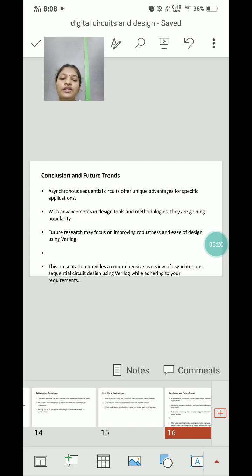Conclusion and future trends. Asynchronous sequential circuits offer unique advantages for specific applications. With advancements in design tools and methodologies, they are gaining popularity. Future research may focus on improving robustness and ease of design using Verilog.